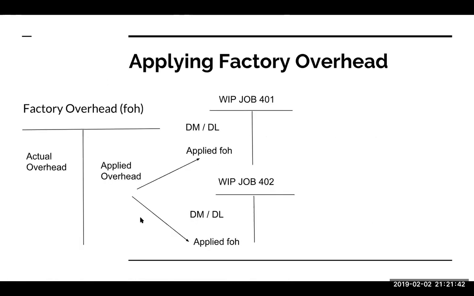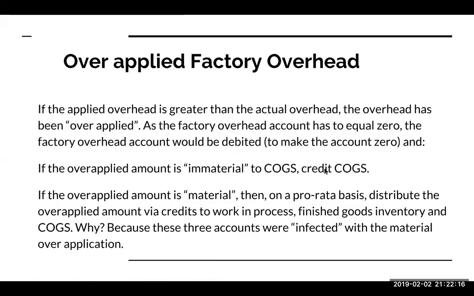So just going back here real quick, if my applied overhead is greater than the actual, I'm going to need a debit to close out this account, because if this was, say, 10,000 and this was 20,000, I'm going to need a debit here to make this account 0. So for every debit, I need a credit. If it's small, I'm just going to put it to cost of goods sold as a credit. If it's larger, I'm going to do a pro rata between work in process, finished goods, and then cost of goods sold. Why? Because that's where the applied overhead has ultimately gone through and traveled to.